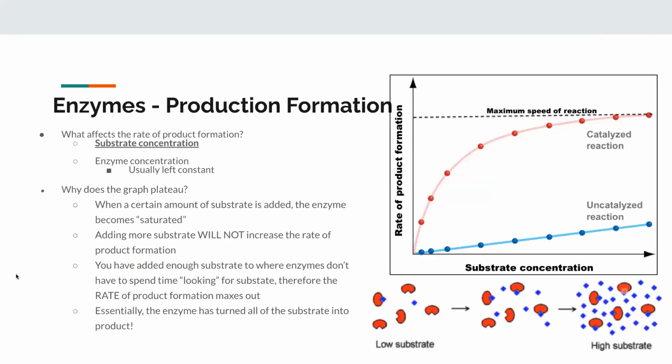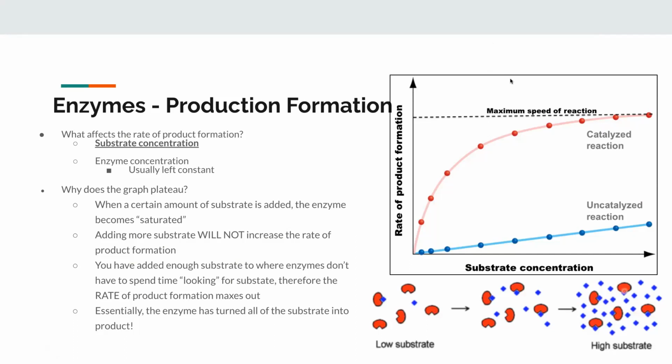And now to go over product formation. The two things that affect product formation are substrate concentration and enzyme concentration. However, the enzyme concentration is usually pretty constant. It's not going to go up and down a lot, whereas the substrate concentration can change. If we look at the graph right here, we see that eventually our rate of product formation is plateauing. So it's not really increasing anymore.